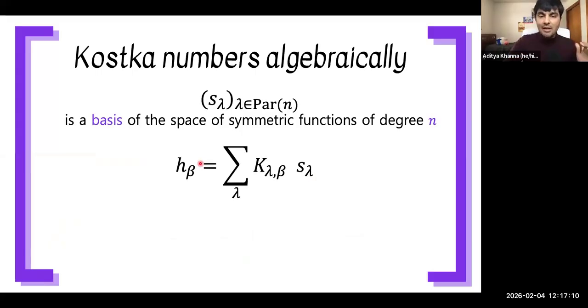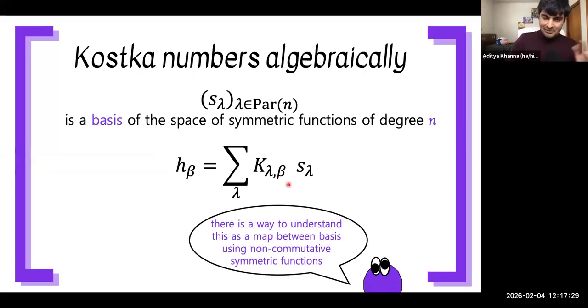And what we can do is we can convert between H beta for a composition beta and express that, because it's a symmetric function, right? We can express that in this particular vector space basis, and we get the coefficients, Kostka numbers. There's also a way to understand this using non-commutative symmetric functions, which make this more Bayesian-like. But right now, a spanning set is being expressed in terms of a basis. And that's why all of the matrices that you'll see will be rectangular.